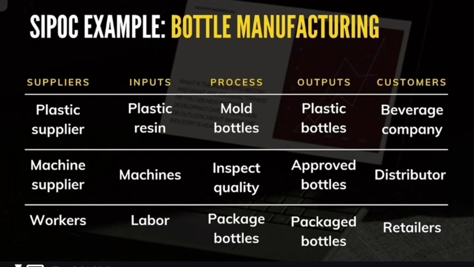So in summary, the SIPOC shows the big picture. So supplier provides the materials, input goes into a process, then the process transforms the materials, outputs are produced, and the customer receives the product. So by using SIPOC, the factory can easily identify where their problems might occur. So like defects from poor plastic pellets, delays in supplier delivery, or quality issues during labeling.